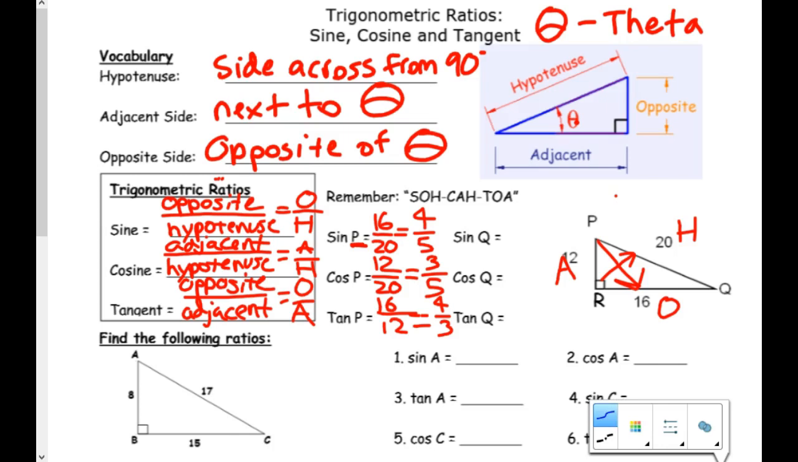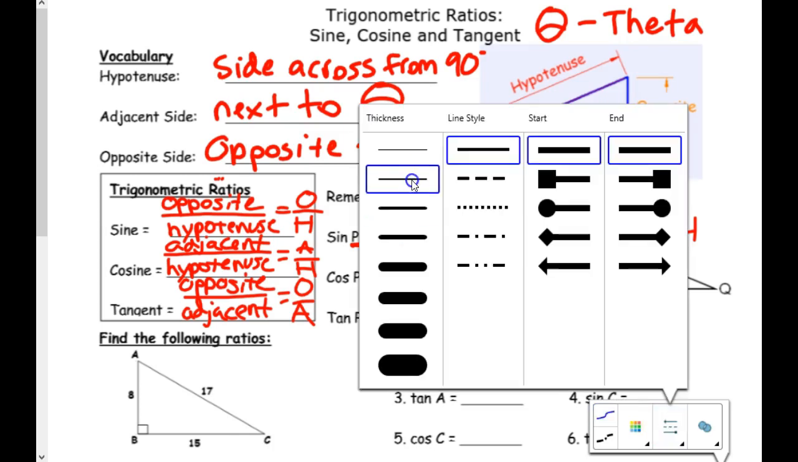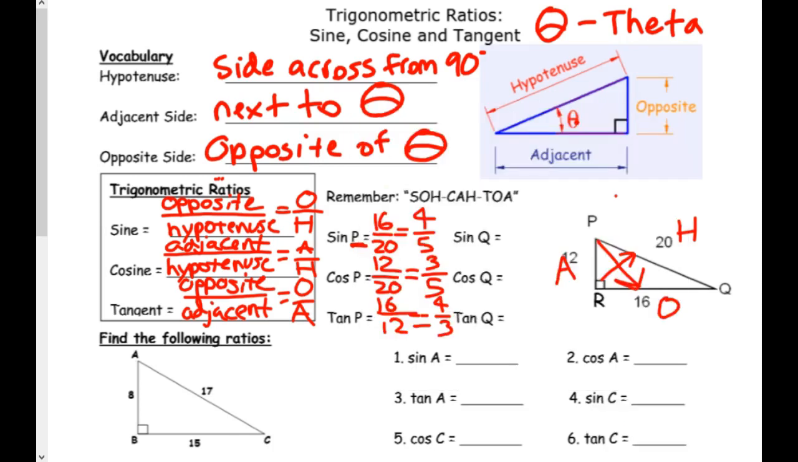So, moving on to sine Q. Now, I want everyone to notice. These three had what letter here? What angle? P, right? Look with your eyes, right?